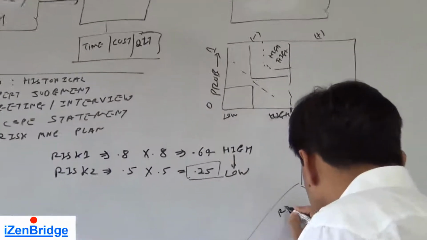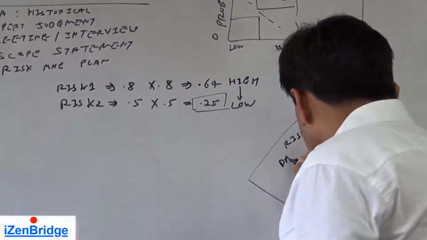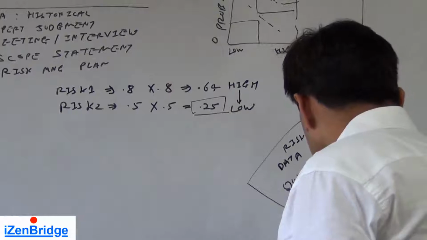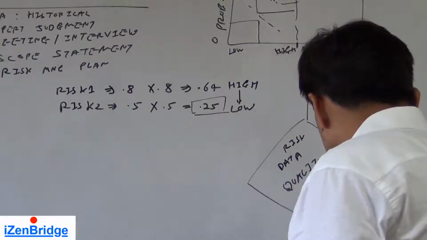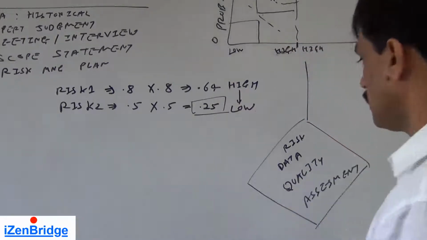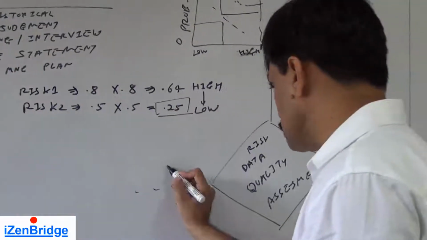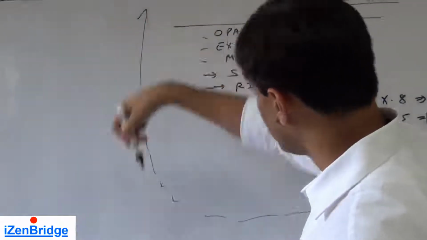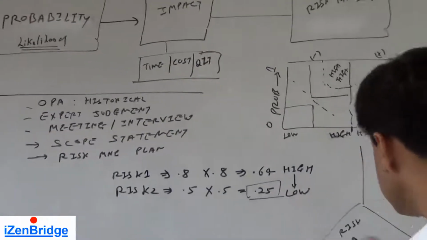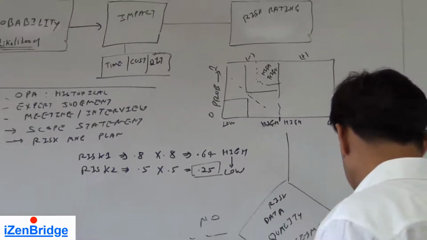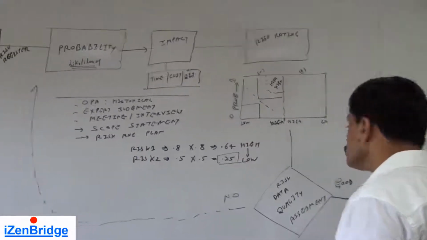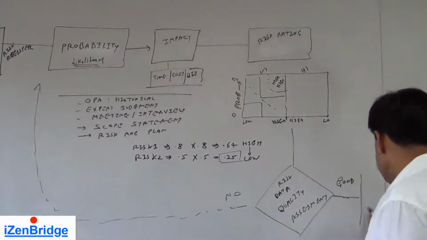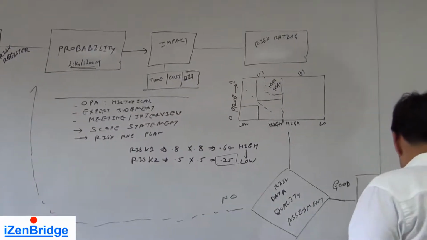So we can say a risk data quality assessment. If we find the data is not good, then we may go back and perform this cycle again. If we find it is of good quality, then we may also apply another technique on it, which is risk urgency assessment.